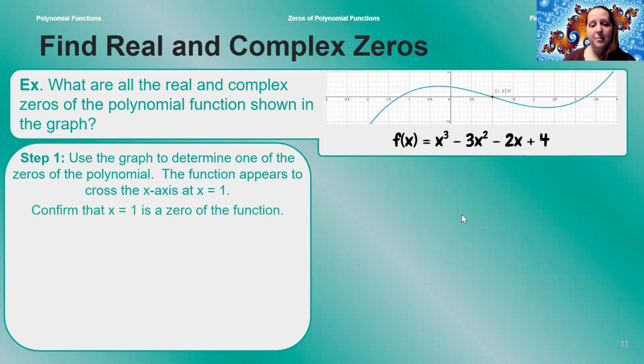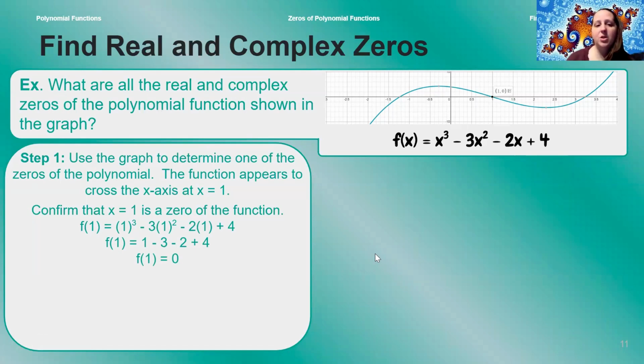I'm going to confirm that by substituting 1 in for x in this function. So 1 cubed minus 3 times 1 squared minus 2 times 1 plus 4. 1 cubed is 1. 3 times 1 squared is negative 3. 2 times 1 is negative 2, and then plus 4. 1 minus 3 minus 2 plus 4 gives me f of 1 equals 0. So this is a 0 of the function. Remember from the previous lesson, when I substituted a 0 in, I would get 0 as a remainder, which means it touches or crosses at that point.